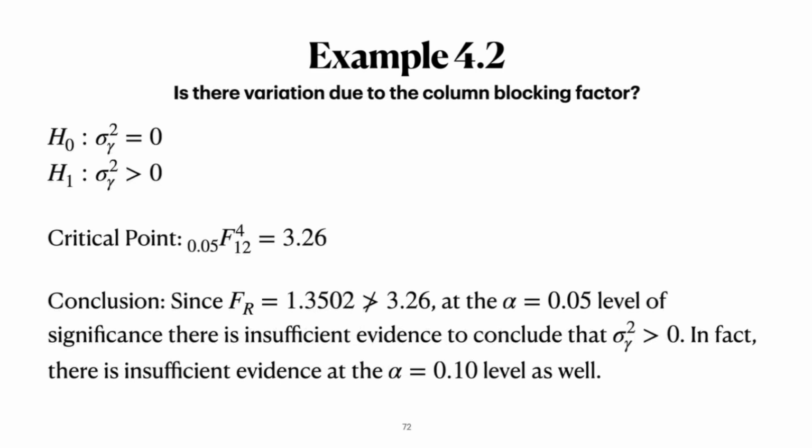All right, next let's look at the question, is there variation due to the column blocking factor, which is the position front to back on the shelf? The null hypothesis here is that sigma squared sub gamma is equal to 0 against the alternative hypothesis that sigma squared sub gamma is greater than 0. So we're assuming that there's no variation due to the position front to back on a shelf, and we're giving the data an opportunity to convince us otherwise. We will again use a 0.05 level of significance. Therefore, the critical point is 3.26.